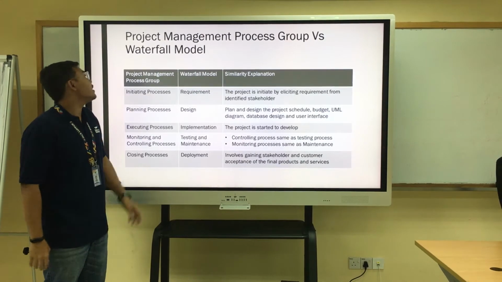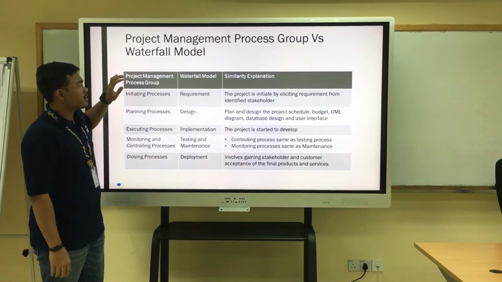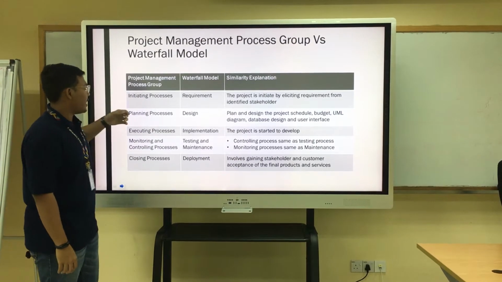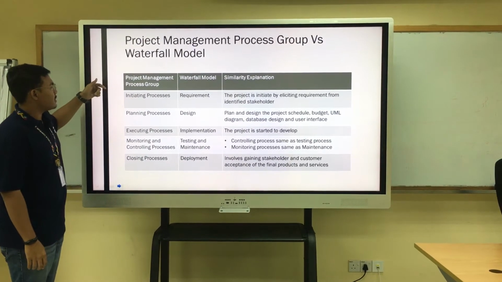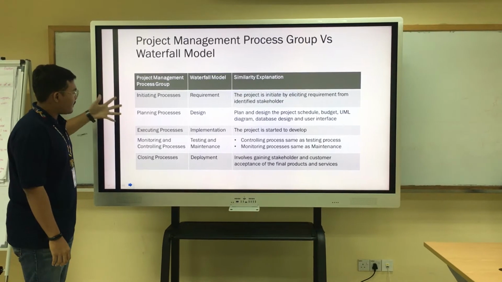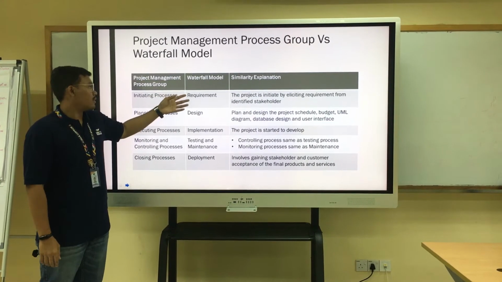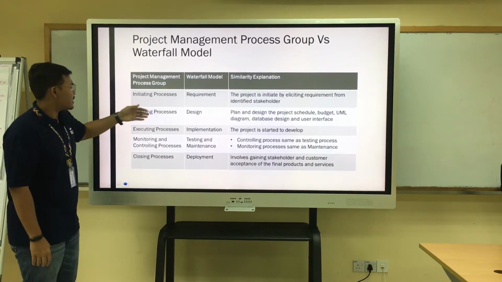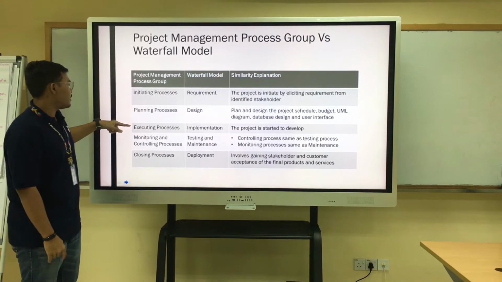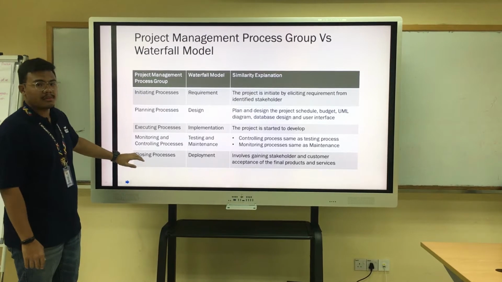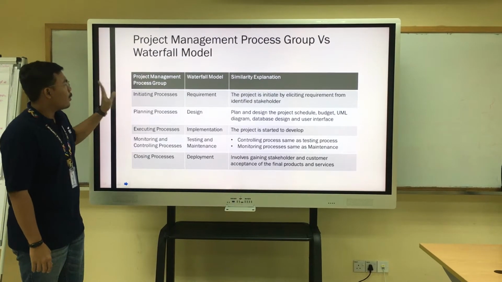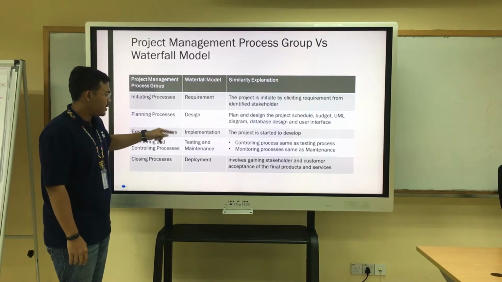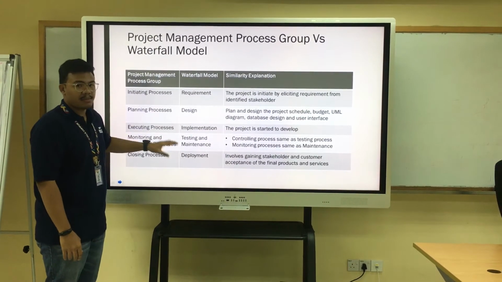Okay, finally, the project management process group versus the waterfall model. What we have analyzed is that the project management group is divided into five phases, as is the waterfall model. The project management process group has the initiating processes, planning processes, executing processes, monitoring and controlling processes, and closing processes. While the waterfall model has requirement, design, implementation, testing and maintenance, and deployment.